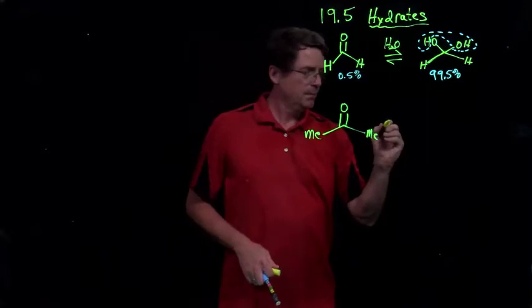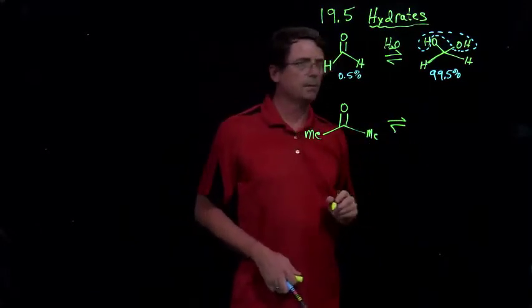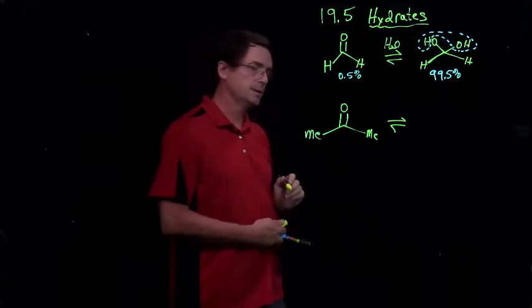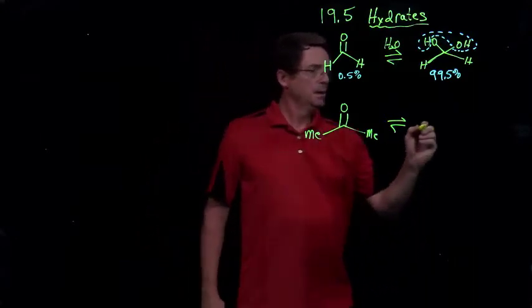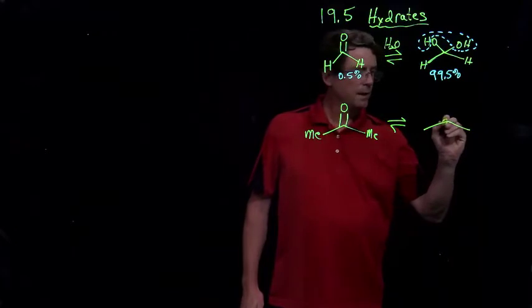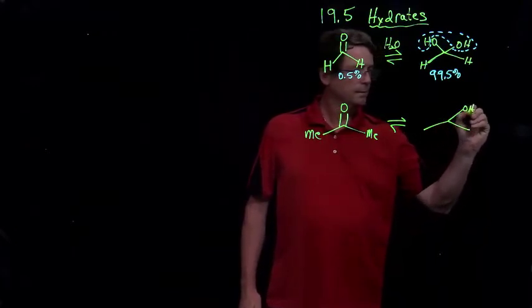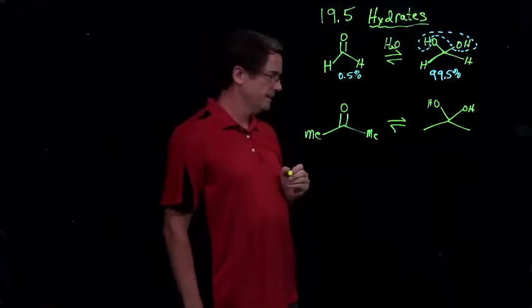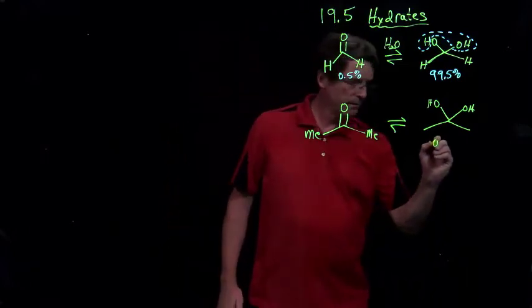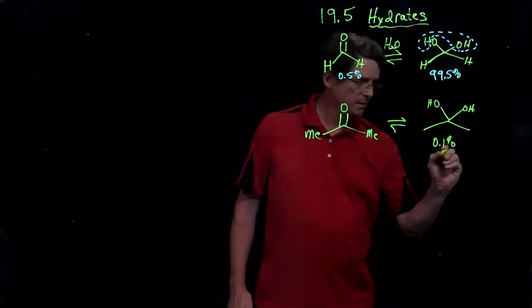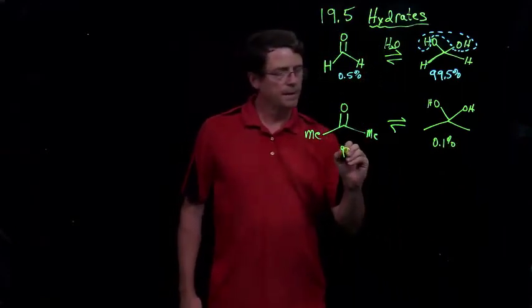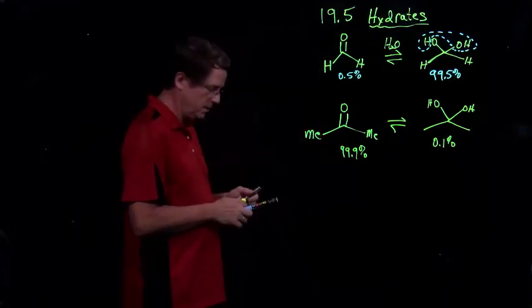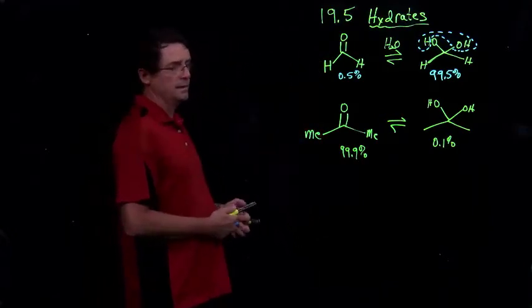Now, if we look at acetone, so now we go from an aldehyde, the simplest aldehyde, to the simplest ketone. We can draw the hydrate here. And in this case now, we have 0.1% hydrate, 99.9% ketone. So there are huge differences in these.